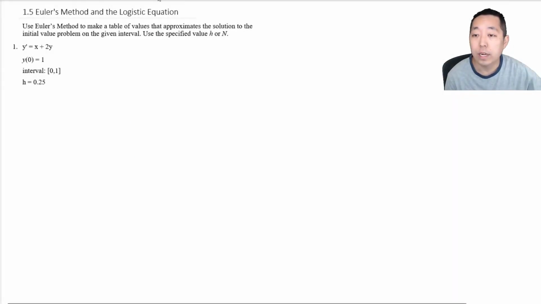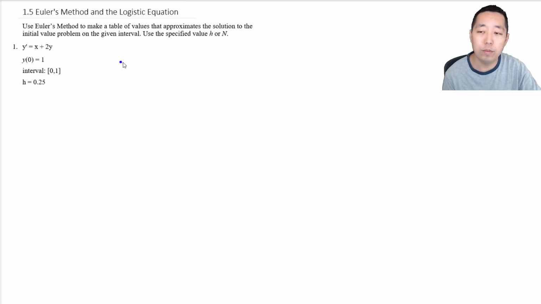So now we're going to be looking at Euler's method and the logistic equation. The first few problems are going to be Euler's method. The whole point of Euler's method is to estimate a solution to a differential equation, because maybe you don't have any techniques to directly solve for the exact solution, so we're going to try to estimate it.